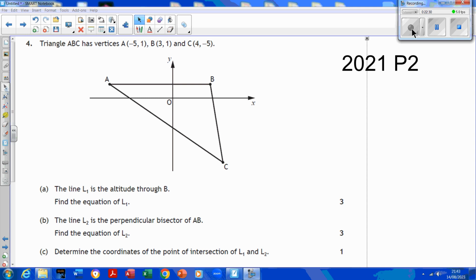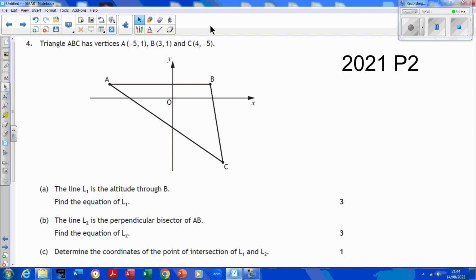Okay, we're nearly getting to the end of this. So it says, first of all, it's from past paper 2021, paper 2. So you're allowed a calculator. It's 7 marks in total, and it's a pretty routine straight line question. Triangle ABC, they've drawn it down for us, a wee rough version of it. And for part A, it says the line L1 is the altitude through B. So they're calling it L1, just trying to make it easier rather than saying the altitude through B. They're giving it a label.